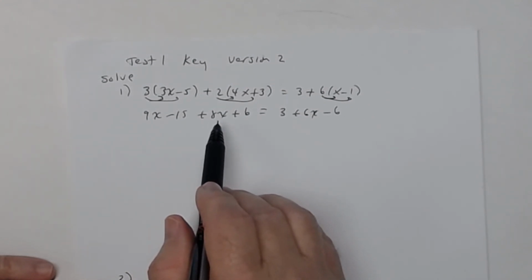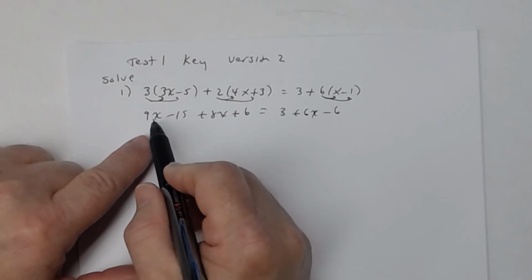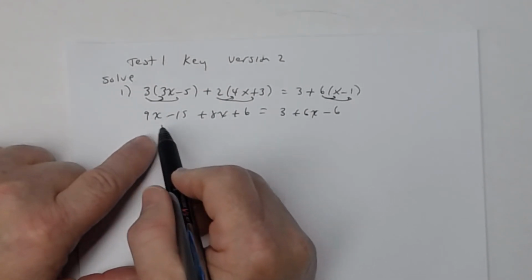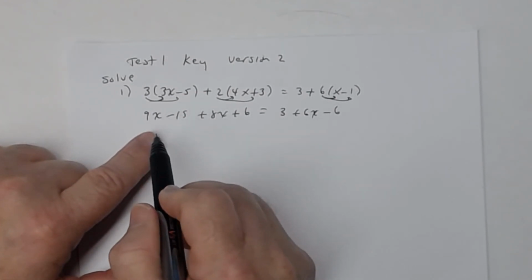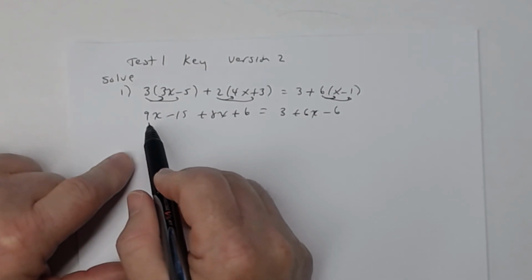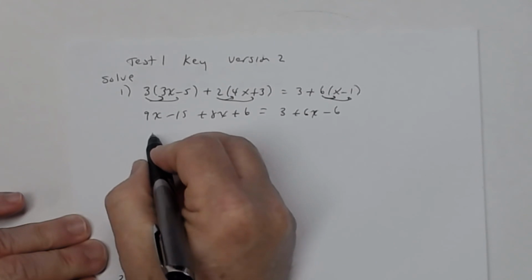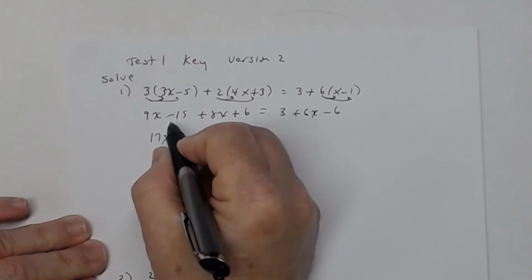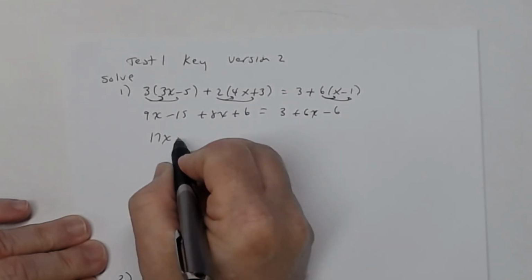So to combine like terms, notice that like terms are terms that have, in this case, these two here, 9x and 8x, are like terms because they both have the variable x raised to the first power. So they have the same variables raised to the same power. So 9x plus 8x is 17x. And then the constants, a negative 15 and a positive 6 is a negative 9.